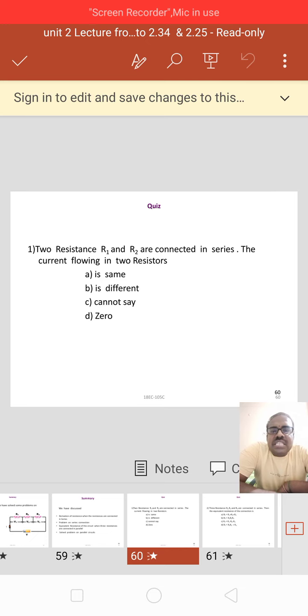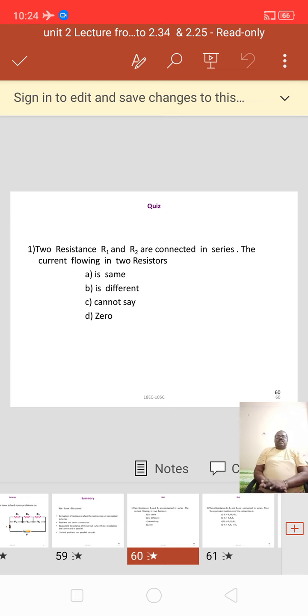Two resistances R1 and R2 are connected in series. The current flowing in the two resistors is: options A same, B different, C cannot say, D 0. See here, two resistances are connected in series. The current flowing in these two resistors is different. Okay, B is the answer for the first question, that is when two resistors R1 and R2 are connected in series, the current flowing through them is different.